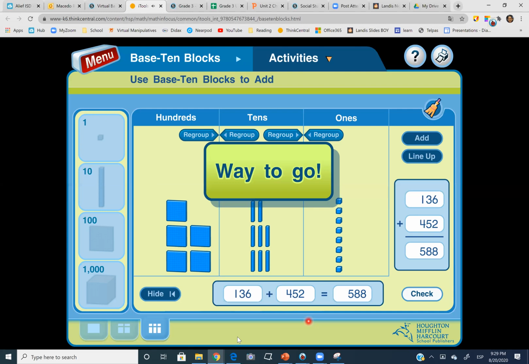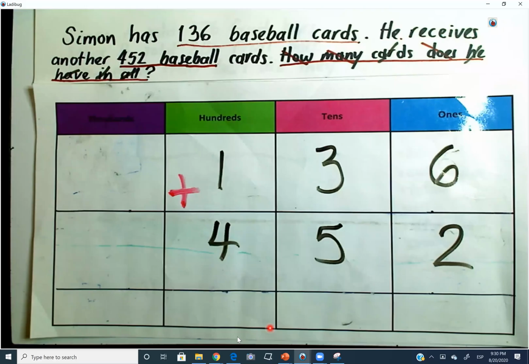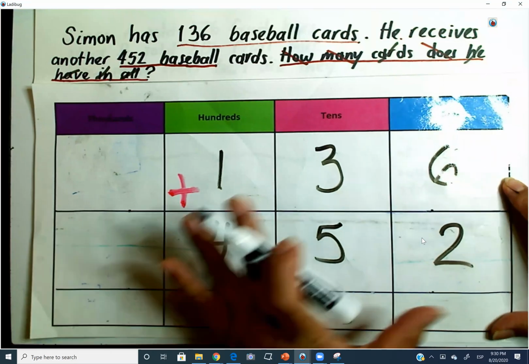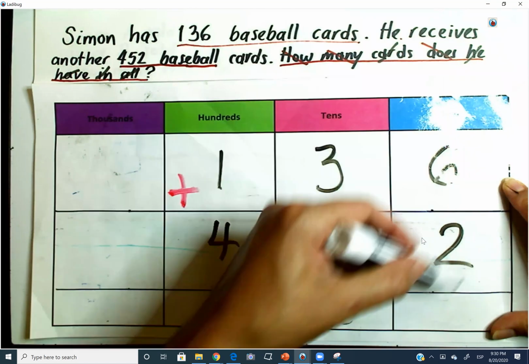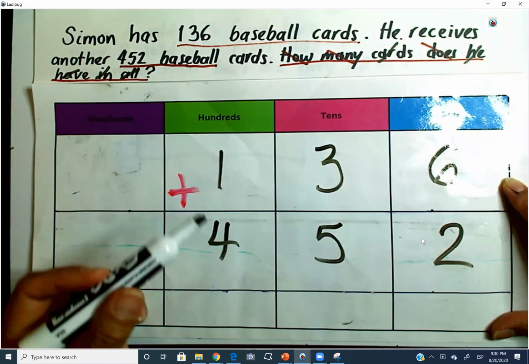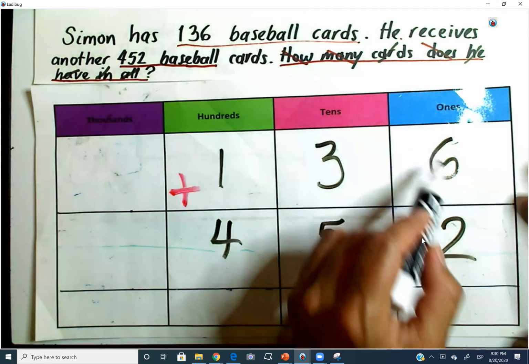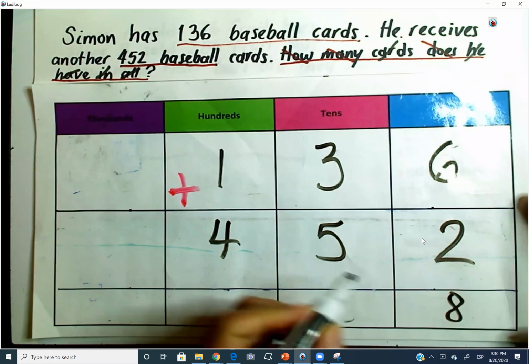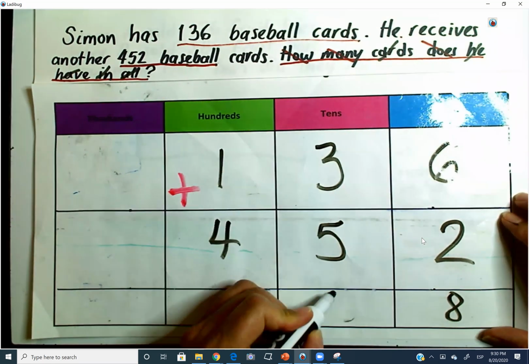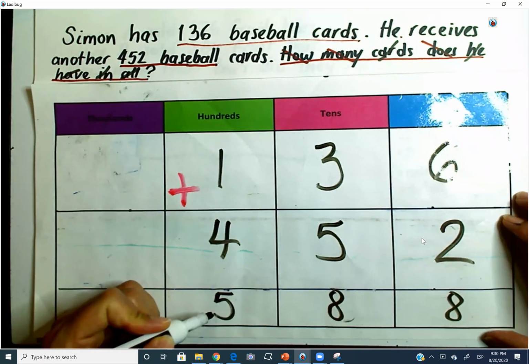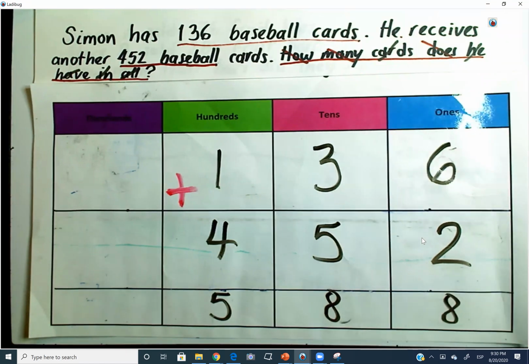Now let's do that with the algorithm. We have the same problem, but this time we have the algorithm. And remember, when we're adding, we have to make sure that we align the ones, the tens, and the hundreds. And we always start working in the ones. So let's start adding the ones. 6 plus 2 makes 8. 3 plus 5 makes 8. And 100 plus 400 makes 500. So my answer is going to be 588. Now let's transport that to our problem at the beginning of the lesson.